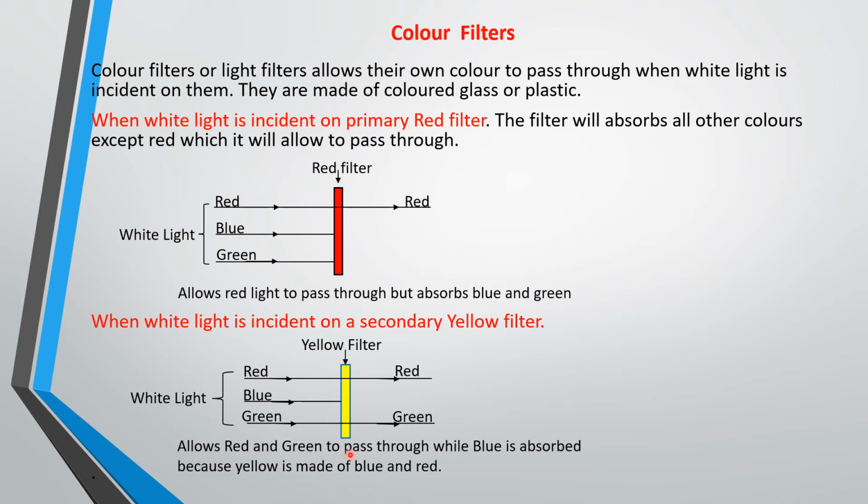Yellow is made up of red and green, not blue and red, please. It's a typo error. So it's made up of green and red. Even if I don't write that clearly, please take note that this is made up of green and red, not blue and red, because that's what we have here, green and red. Blue is absorbed. So this one is a typo error. Thanks.